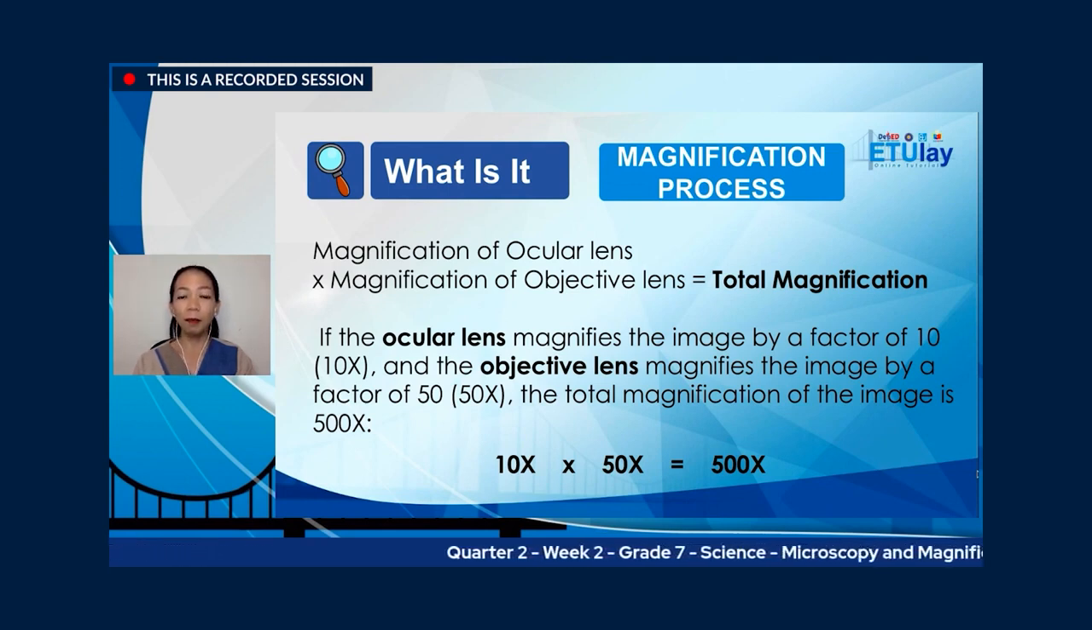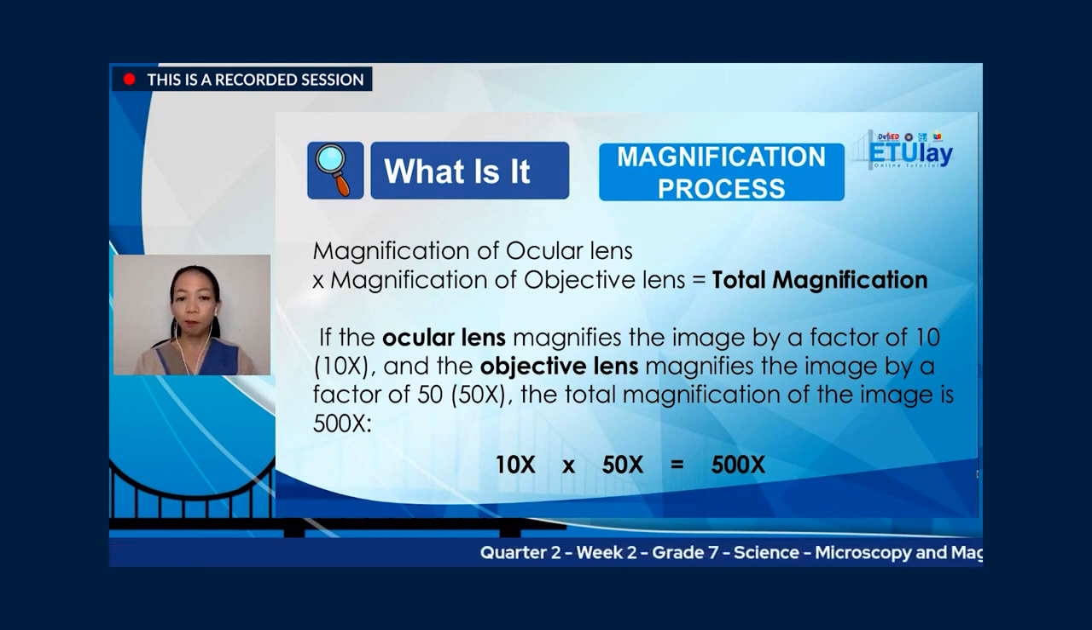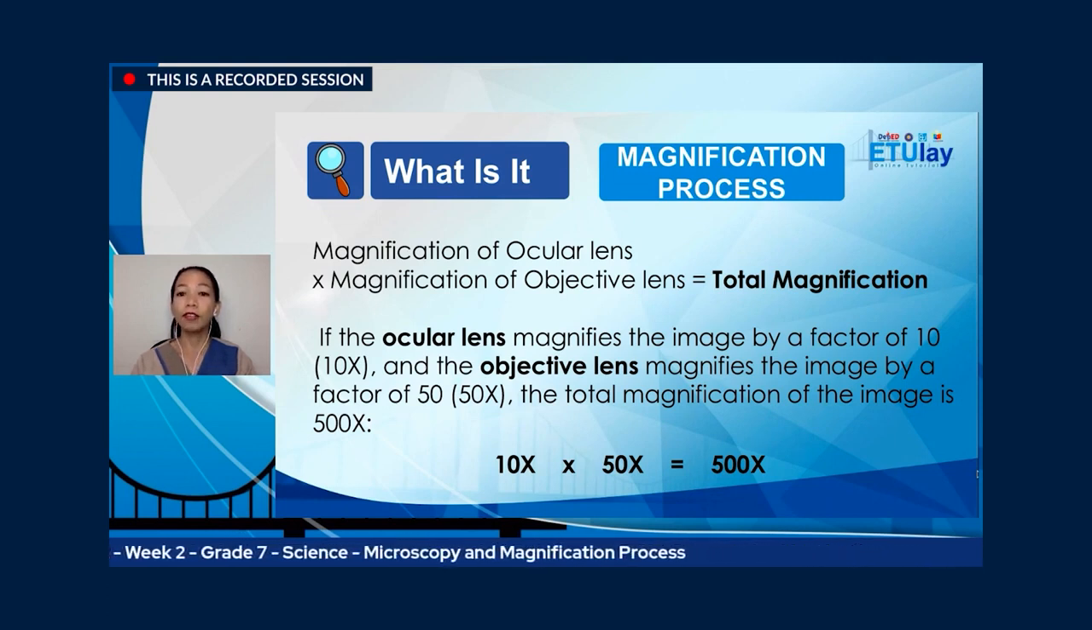This is a common mistake of students. They add the magnification of the ocular lens and the objective lens. The process is to multiply it, not add. So that's 10 times 50 times. That's 500 times magnification of the lenses that you used.